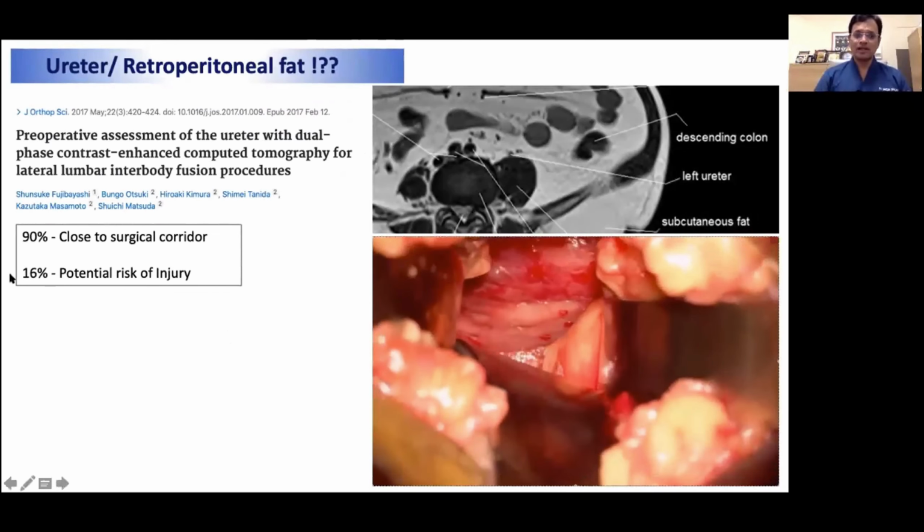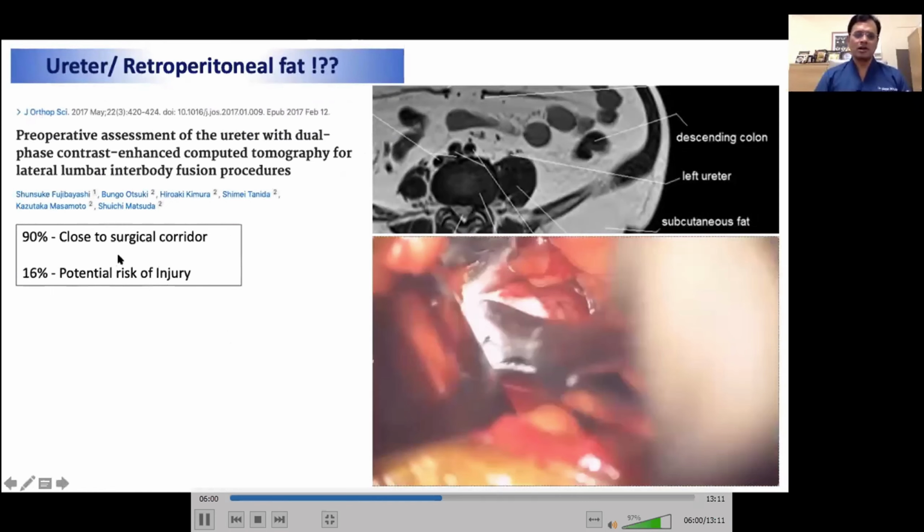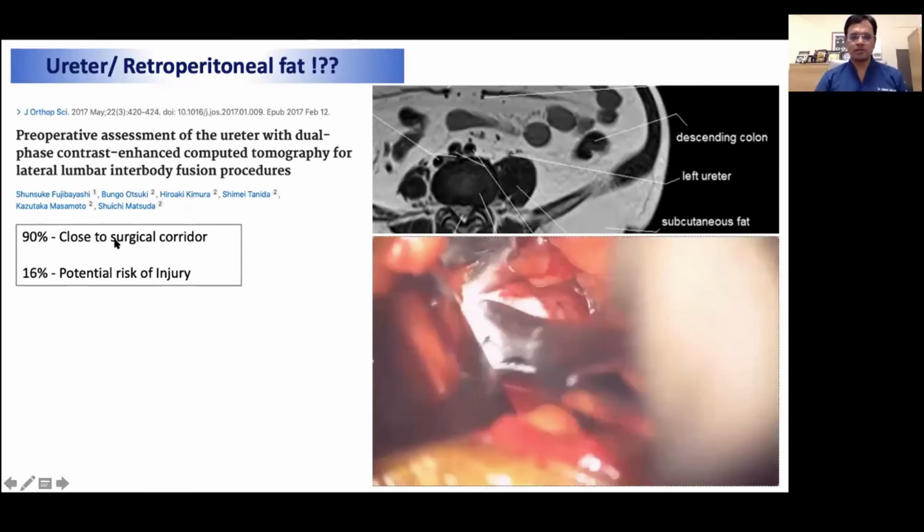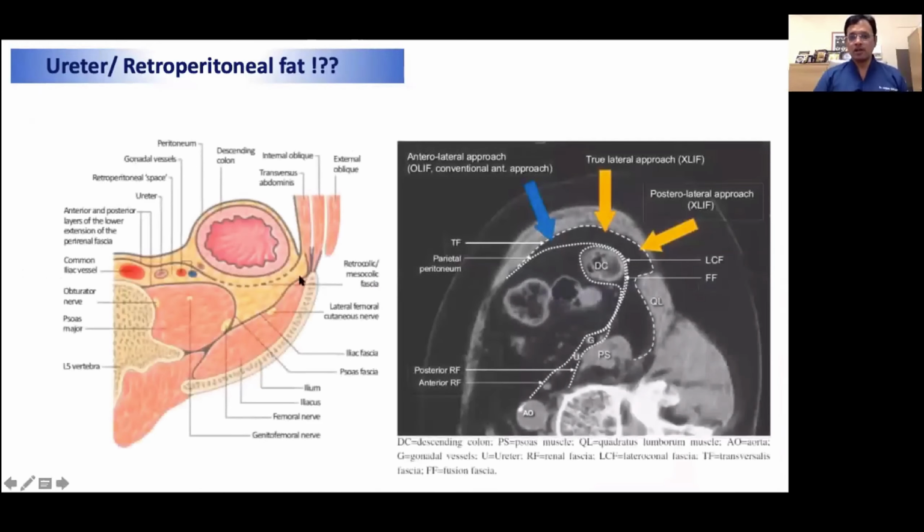And it has been shown that in almost all cases the ureter comes in the way of the surgical corridor. But in 16% of the cases, it is very, very close to our approach, and there is a potential risk of injury. We also have to note the retroperitoneal fat, because in thin individuals, sometimes we are approaching very much anteriorly, and the retroperitoneal fat may disappear, or it may be a very, very thin layer in those particular cases. So we need to enter the right retroperitoneal space in order to go into the OLIF corridor.